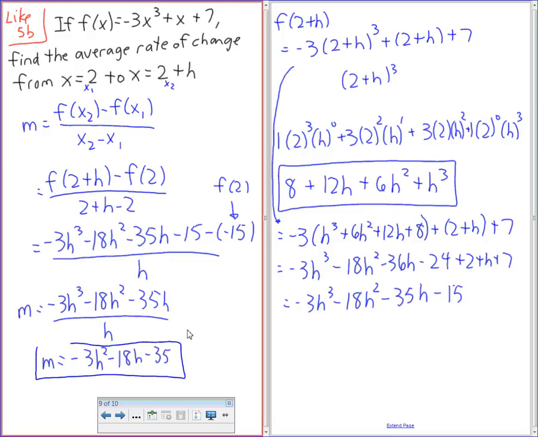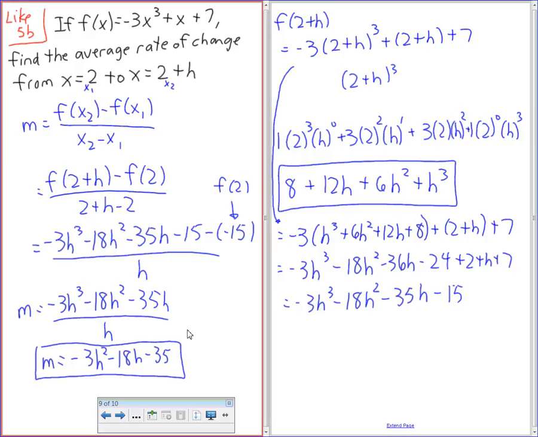Okay, so part B should look something like this. An equation in terms of h and a number. Part C, then you sub h equals 0 to find the instantaneous. So when you actually sub in a value, there's no other variable. So when the value is constant, negative 35, that's going to be the average. The instantaneous will be negative 35 here.